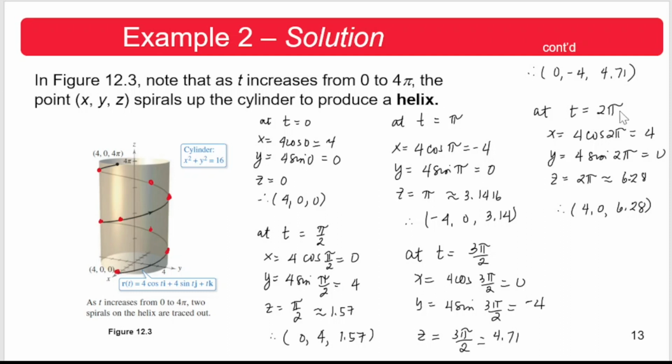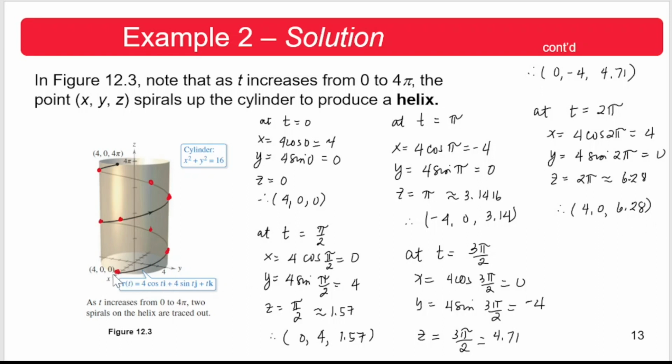And lastly, at t is equal to 2 pi, your x coordinate is 4 cosine 2 pi, but cosine 2 pi is 1 times 4, so we have x equals 4. For the y coordinate, 4 sine t, where t is 2 pi, but sine of 2 pi is 0 times 4 equals 0, so the y coordinate is 0. For the z coordinate, this is equal to t, but t is 2 pi, and 2 pi is approximately equal to 6.28. So the corresponding point at t equal to 2 pi is the point with coordinates 4, 0, 6.28.